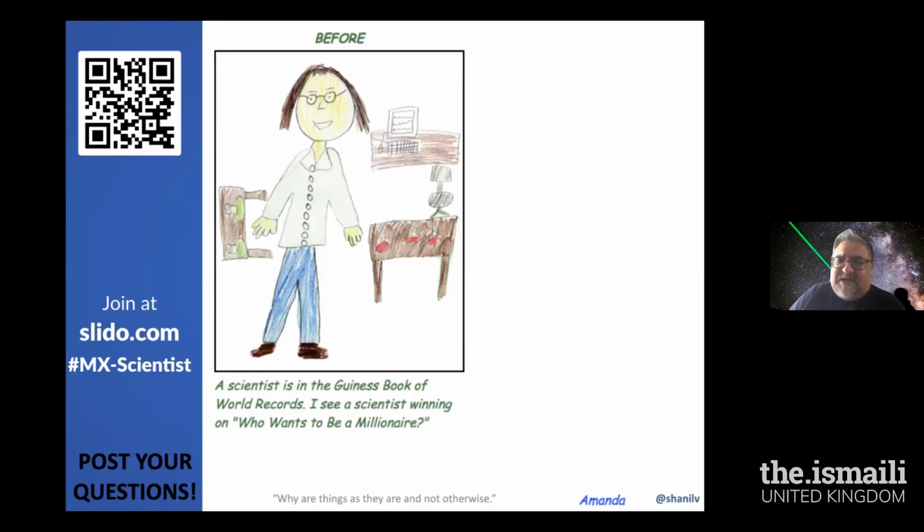So here, what Amanda is reaching for and is trying to share is that a scientist may have a lot of facts, may know a lot of information about something. And in this particular case, they can use the information they know to win money. All right, that's fair. Then here's what she drew afterwards.